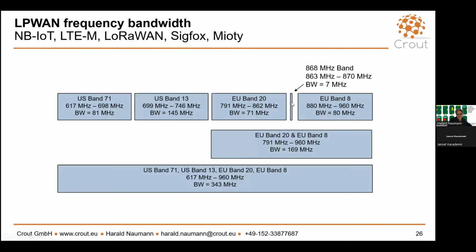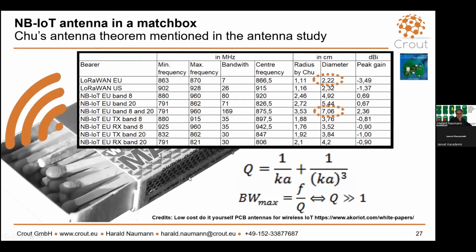LoRaWAN is in this small gap of 7 megahertz. And narrowband IoT has 169 megahertz bandwidth, let's say 170. And if you do the same in the US, it is already more or less a little bit if you avoid band 71. However, if you make a device that is covering the whole world, then you need an antenna bandwidth of 357 megahertz. Those are the figures. And there is Mr. Chu in 1946. He calculated the maximum radius and the maximum diameter of a dipole.